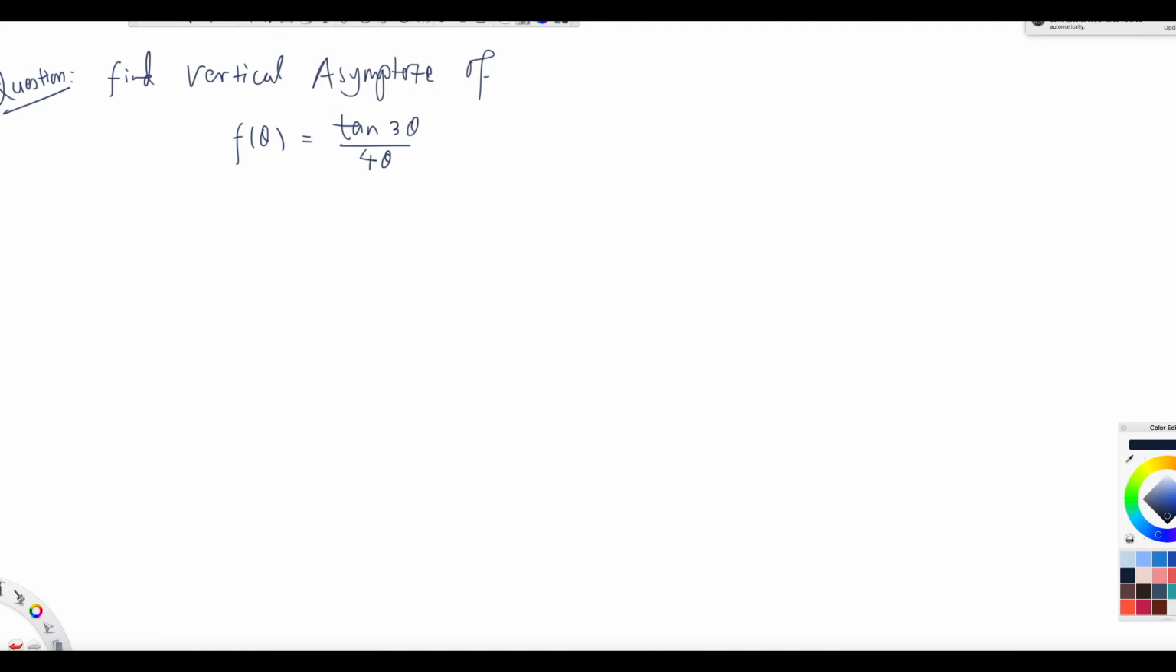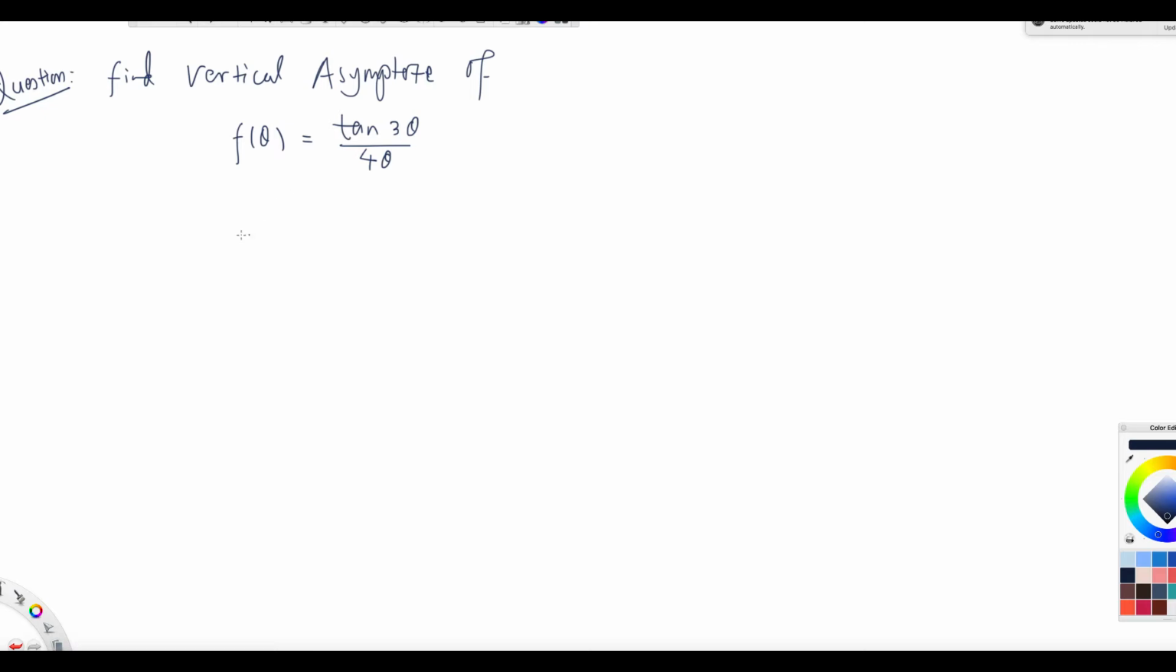Let us answer this question. It asks you to find the vertical asymptote of f of theta equals tangent 3 theta over 4 theta. Okay, you know that tangent has a vertical asymptote, right? Also, you see that if theta is 0, you get 0 over 0, right? So when you get 0 over 0, there is no vertical asymptote for that value of theta.